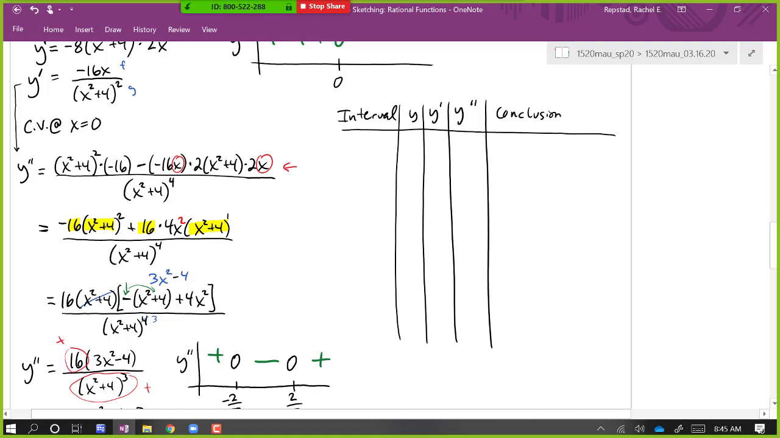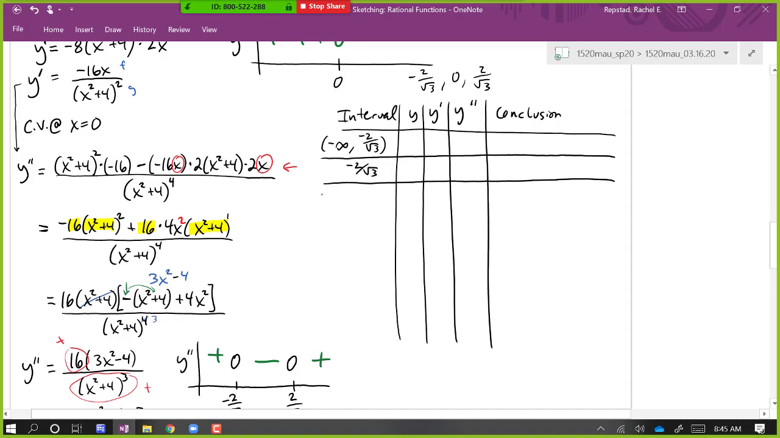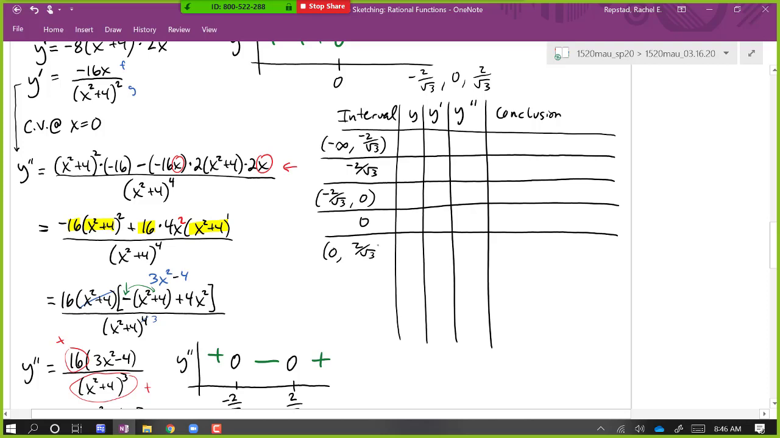Our points of interest are any of the critical values and places where the second derivative is zero or undefined. So we have just three of them. We have zero, and then positive and negative 2 over root 3. So we're going to use those three values to partition the set of real numbers. Our first interval goes from minus infinity to negative 2 over root 3. Stop and see what's going on there. And then negative 2 over root 3 to 0. Stop and see what's going on at 0. And then 0 to 2 over root 3. And then 2 over root 3 to infinity.